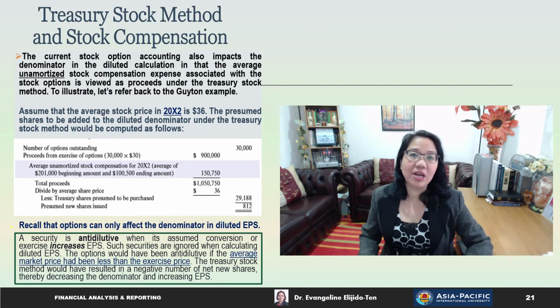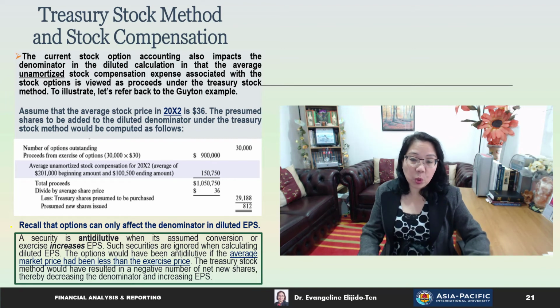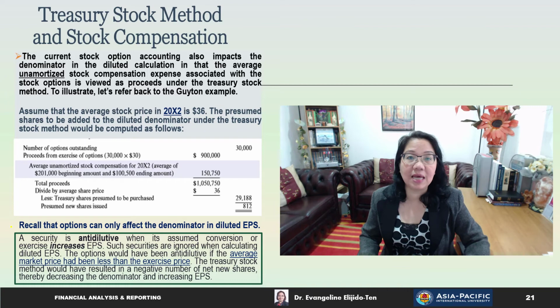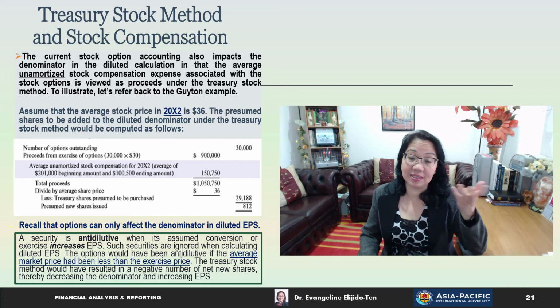If you ever encounter this term anti-dilutive, it's important to note what it means. A security is anti-dilutive when its assumed conversion or exercise increases the EPS. Now, such securities are ignored when calculating diluted EPS.